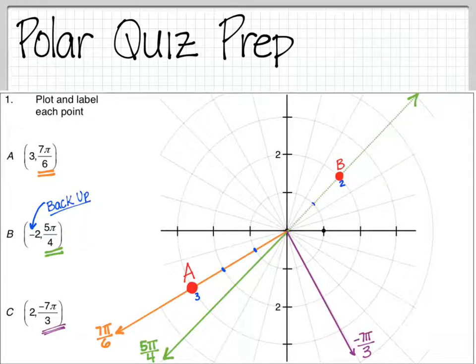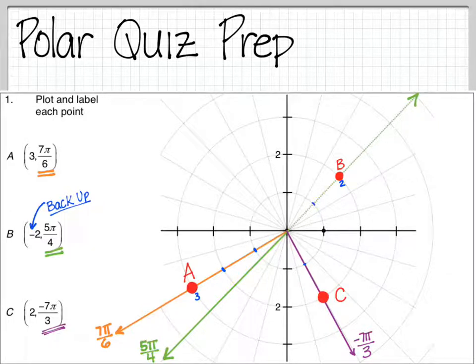For this next one, you're not backing up at all. It's a positive radius of 2. So we find this spoke that's -7π/3. And remember what that means is we would have gone all the way around from 0 radians to -π/2, then -π, come all the way around to -2π, and -7π/3 is another π/3. So that's -7π/3. And you're going to count out 2 radius, and we go out to 2 radius, we get point C.